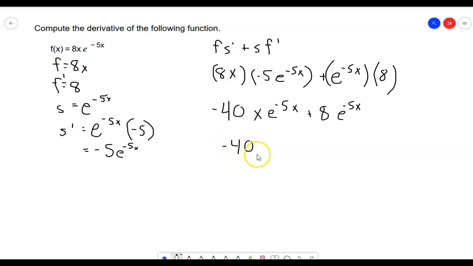Negative 40x over e to the, actually, we could just combine those, can't we? e to the 5x, and then over 1 plus 8.